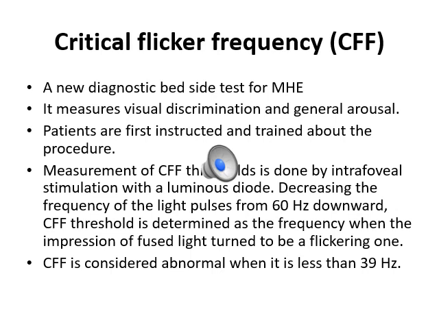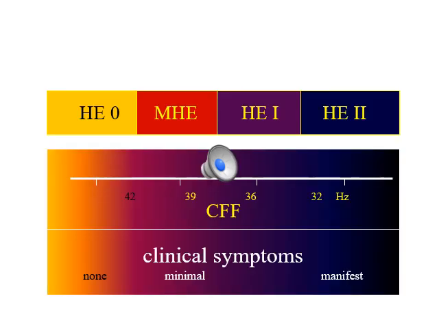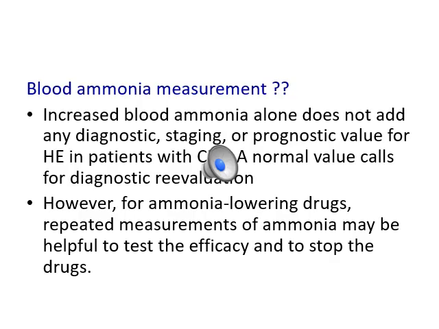Patients are first instructed and trained about the procedure. Then measurement of critical flicker frequency thresholds is done by intrafoveal stimulation with a luminous diode, decreasing the frequency of the light pulses from 60 Hz downward. Critical flicker frequency threshold is determined as the frequency when it is less than 39 Hz. This figure shows the different grades of encephalopathy matching with the measurement of the critical flicker frequency and the appearance of the clinical symptoms.